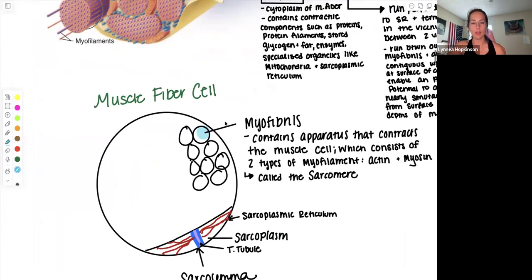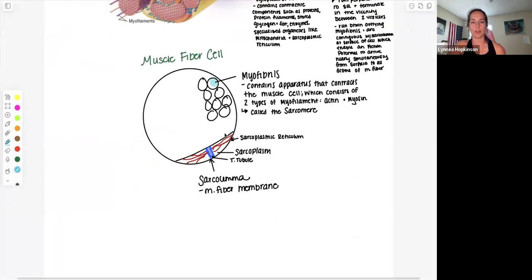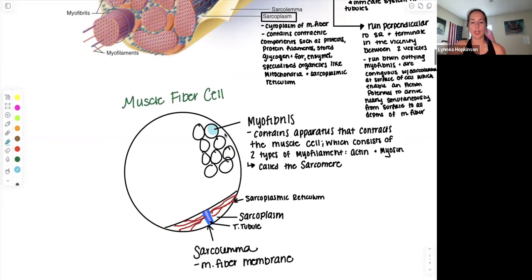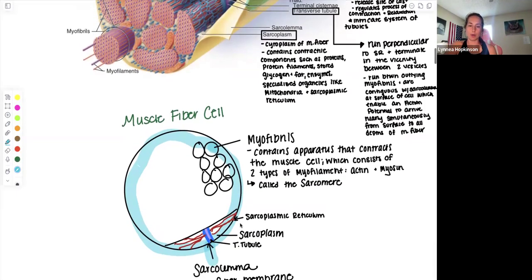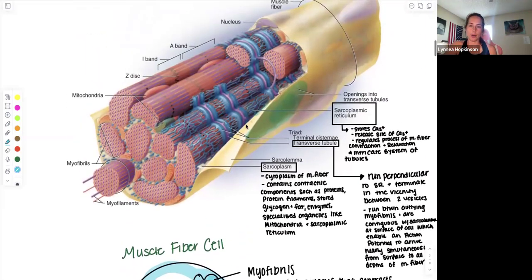But for right now, what I want us to focus on is looking at the sarcolemma here, which is going to surround this muscle fiber cell. It's essentially the muscle fiber membrane, and it's going to surround a muscle fiber as a whole. Looking even deeper, coming up here, we have something called the sarcoplasmic reticulum, which is going to be very important for you to know for this exam.